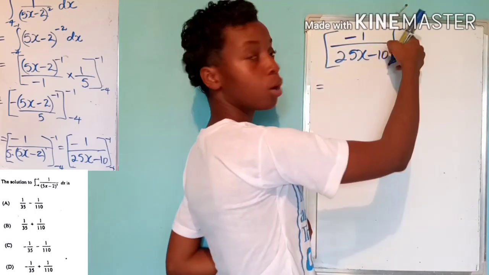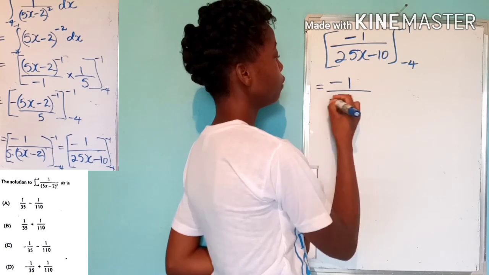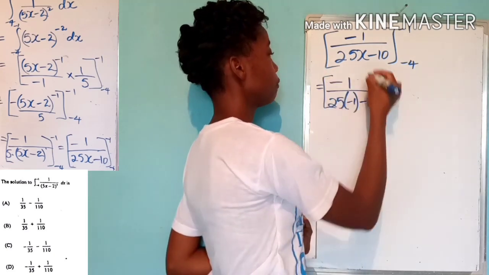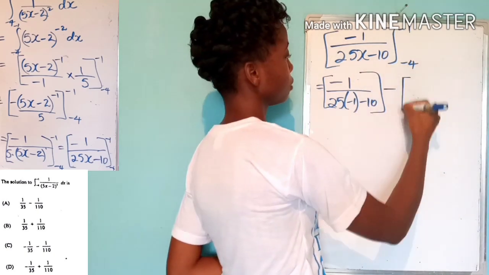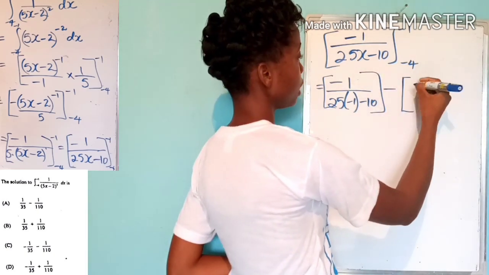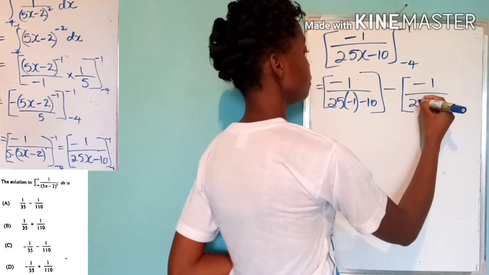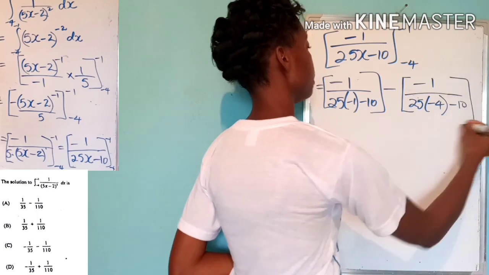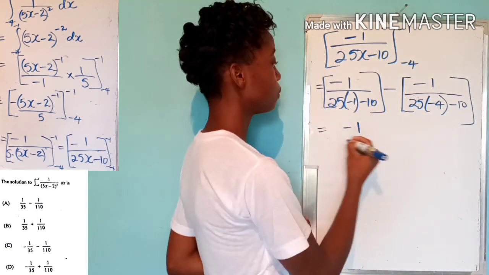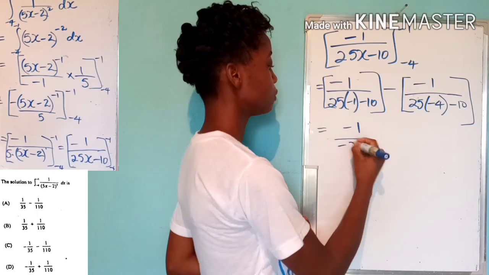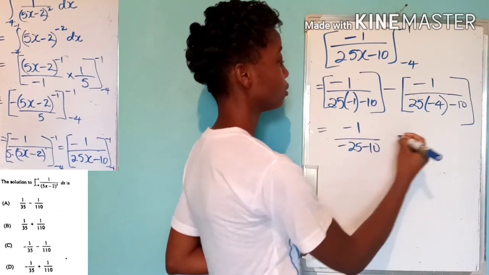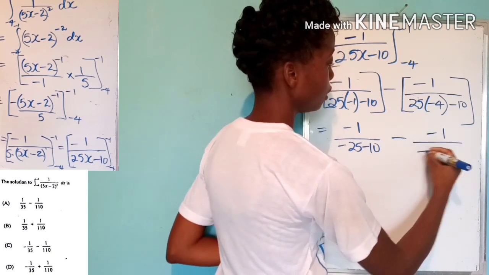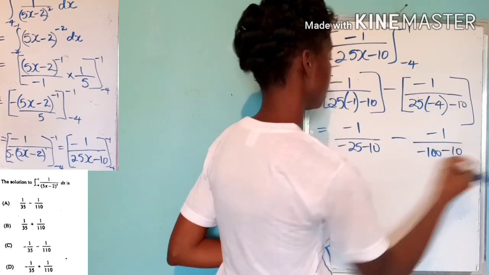by substituting our upper limit first, negative 1 divided by 25 times negative 1 minus 10. And from that, we are going to subtract, substituting our lower limit. We have negative 1 divided by 25 times negative 4 minus 10. And then we simplify. This will give us negative 1 divided by negative 25 minus 10 minus negative 1 divided by negative 100 minus 10.